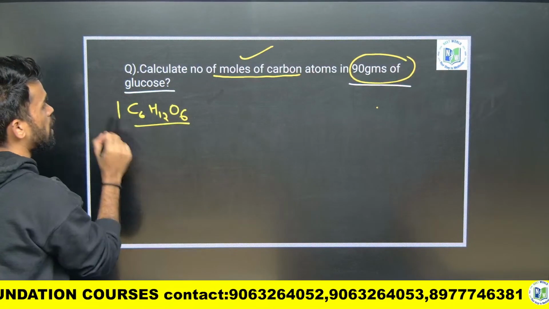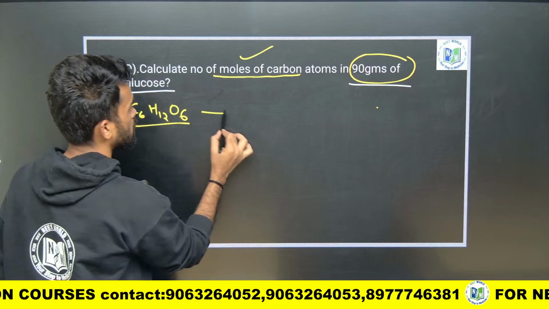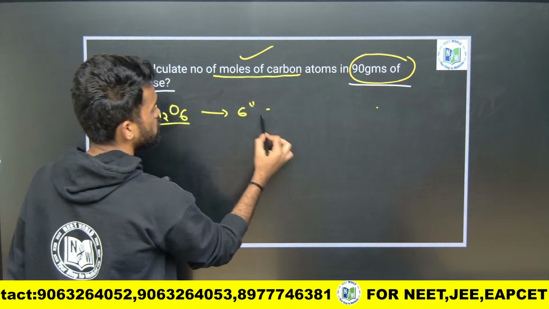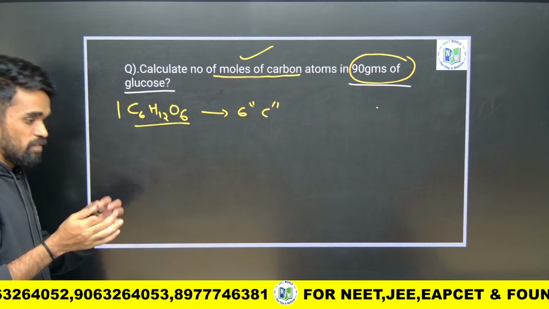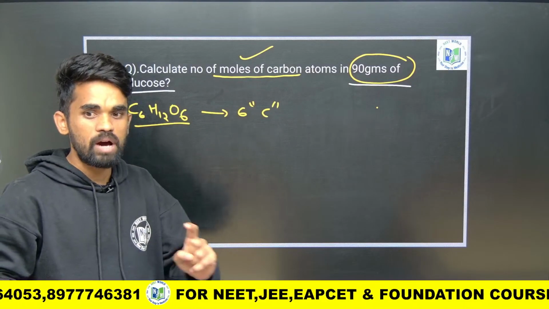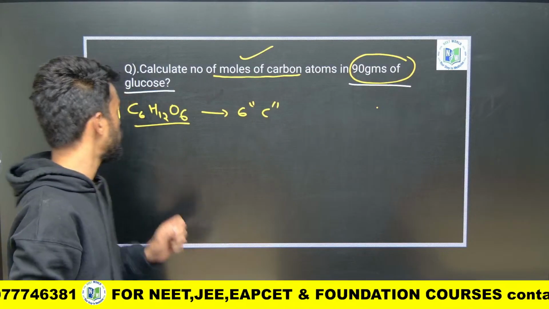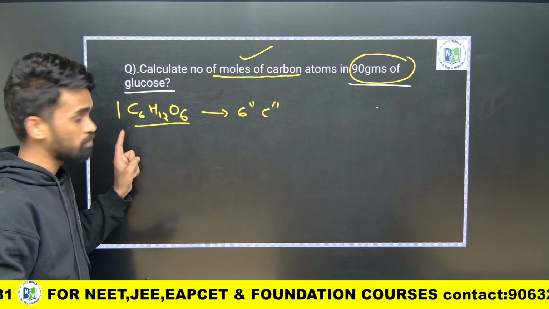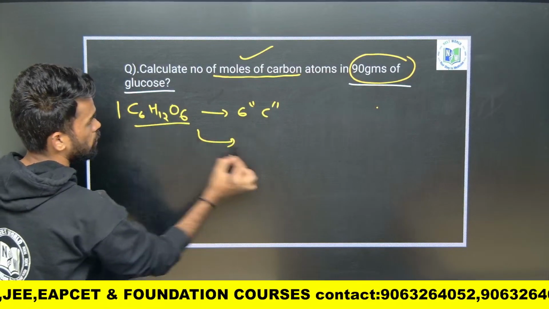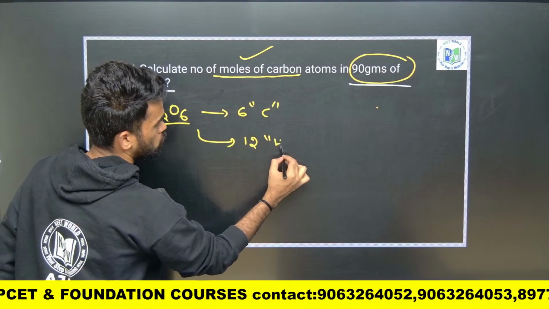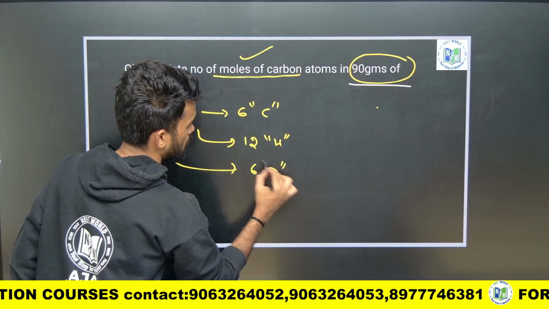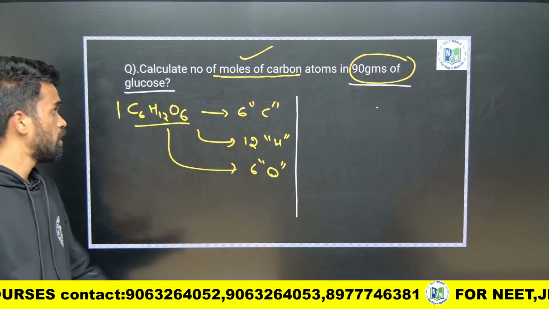Okay. So in one formula unit, how many carbon atoms are there? 6. We have 6 carbon atoms, right? So if the number of moles of glucose is 1, in that we will be having 6 moles of carbons. Hope it is clear. And if the number of moles of glucose is 1, how many moles of hydrogens will be there? See, in one formula unit 12, no? So in 1 mole it will be 12 moles of hydrogen. Similarly, 6 moles of oxygens will be there. Like this you need to understand from the given chemical formula.